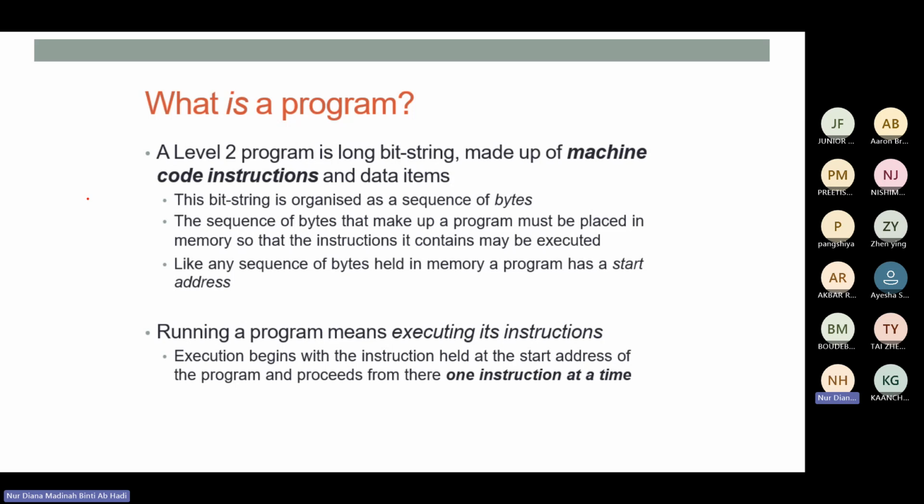This bit string is organized as a sequence of bytes that makes up the program, and it must be placed inside memory so that the instructions can be executed. Like any sequence of bits held in memory, a program has a start address. When you run a program, it means that you execute the instructions. Execution begins at the start address of the program and proceeds from there, one instruction at a time. You cannot run multiple instructions at one time.